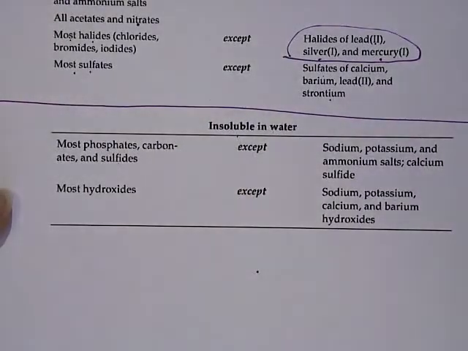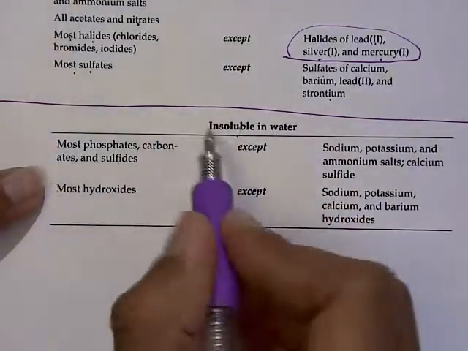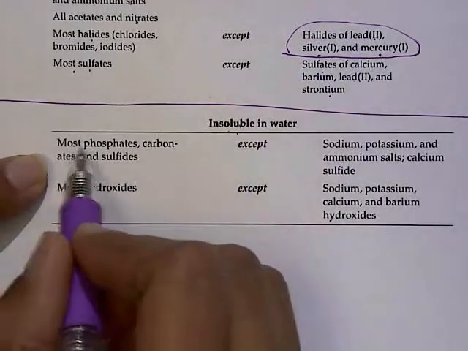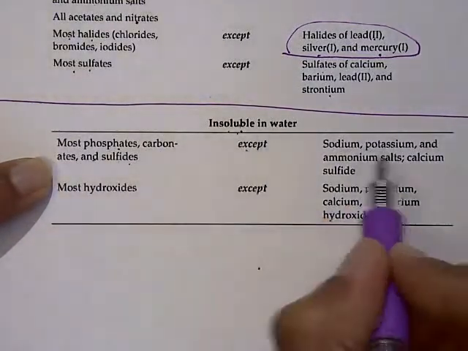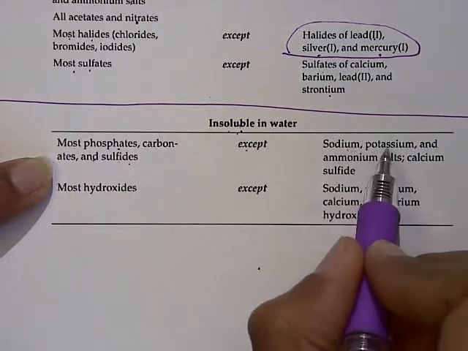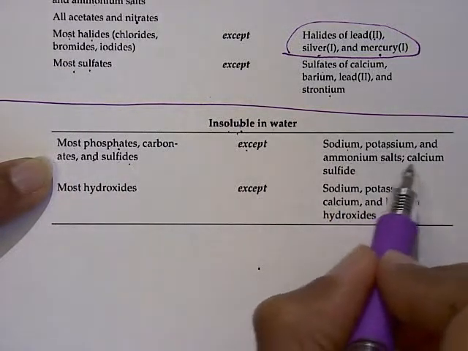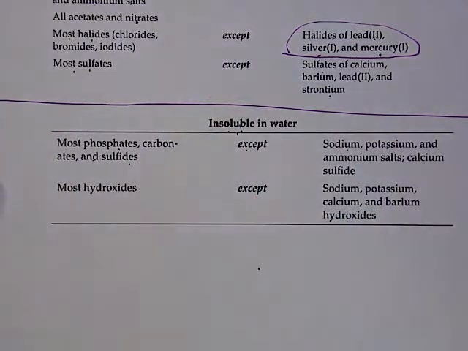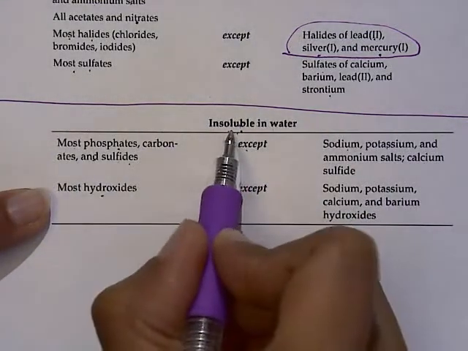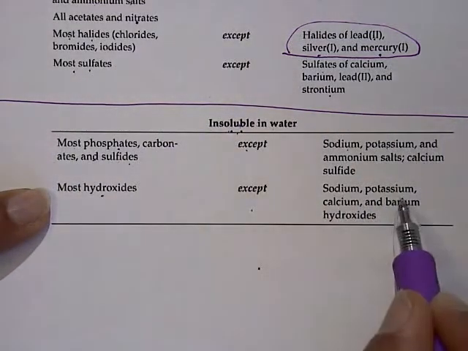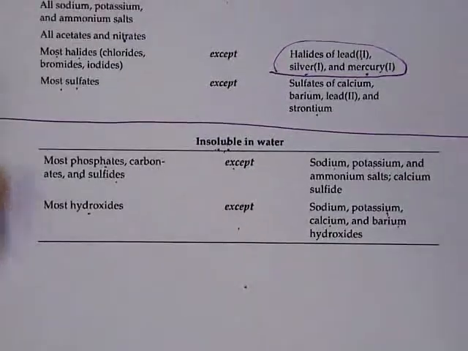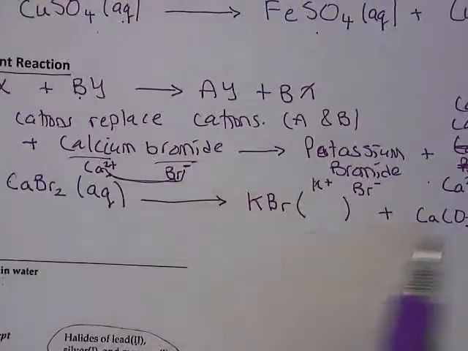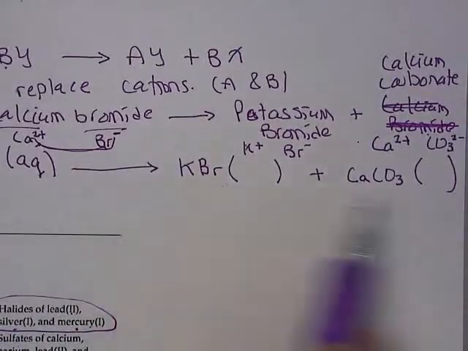Let's take a look at things that are insoluble in water, substances insoluble in water. Most phosphates, carbonates, and sulfides are insoluble in water except sodium phosphates, potassium, ammonium salts, or calcium sulfides. Most hydroxides are insoluble in water except sodium hydroxide, potassium hydroxide, calcium, and barium hydroxides. So given this table, we can now determine what the phases are of these.